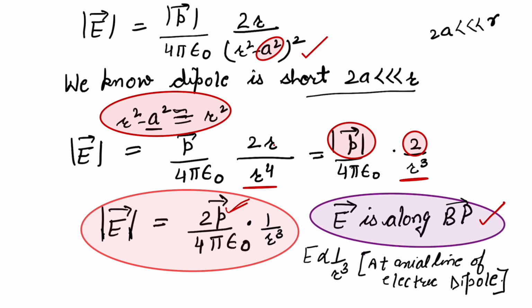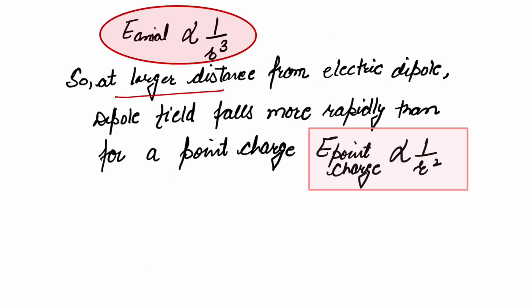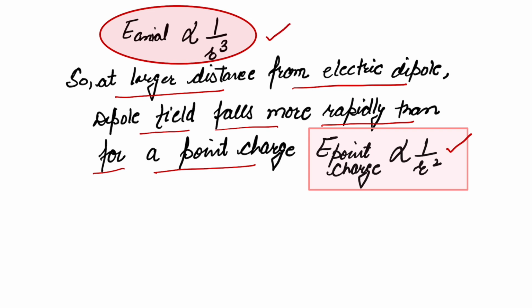This thing is to be noted that at the axial point, electric field intensity is inversely proportional to the cube of the distance. So at larger distance from the electric dipole, the dipole field falls more rapidly than for a point charge, because if you are having a point charge, then electric field varies as inverse square of the distance, while the electric field due to an electric dipole varies as inverse cube of the distance when you try to calculate the field strength.